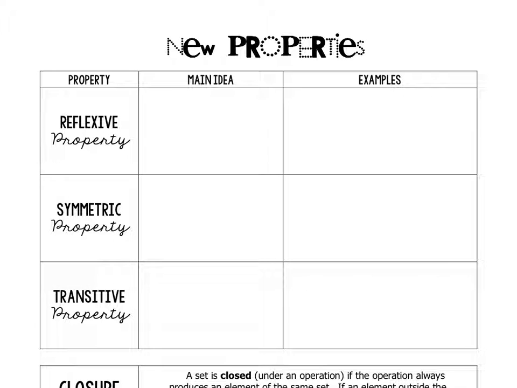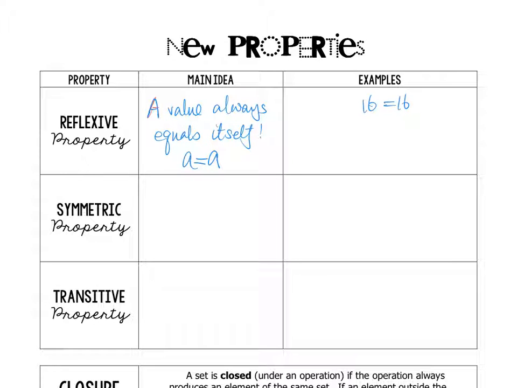Last page, I just want to cover some new properties. Reflexive property just says a value always equals itself. It sounds kind of silly, doesn't it? So it just means that A equals A. So 16 equals 16. 5x equals 5x, 4y squared equals 4y squared. And of course, that is true.